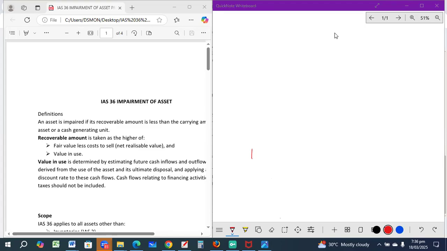in the financial statement at an amount that should not be more than what we can obtain from that asset. It shouldn't be more than what we can obtain from that asset. That is to say that if you have an asset, for example, PPE, in your financial statement or in your statement of financial position or in your books as 5,000 Ghana cedis.